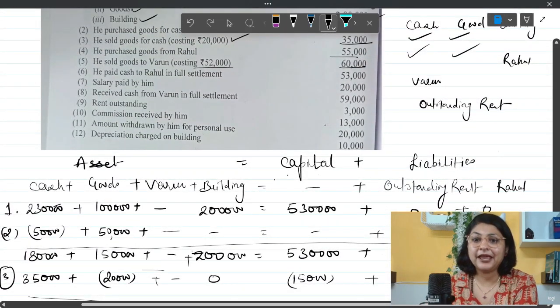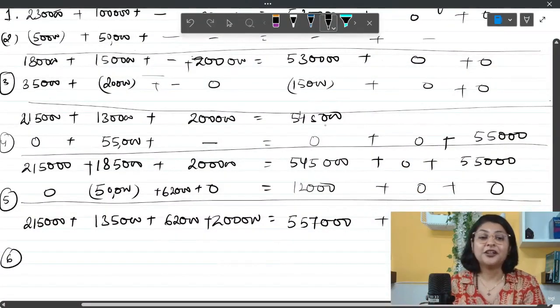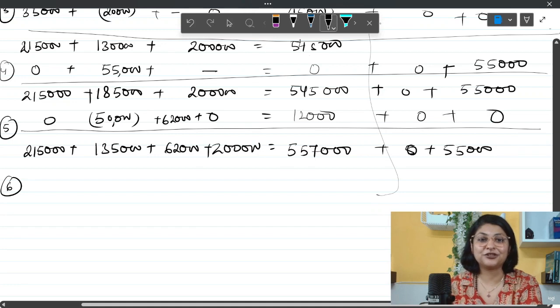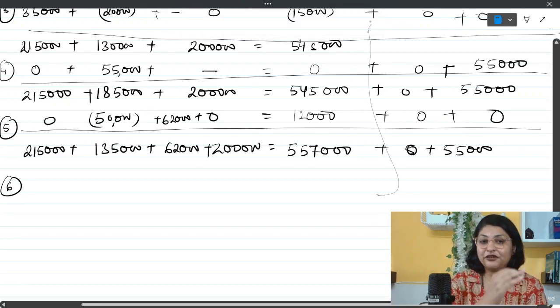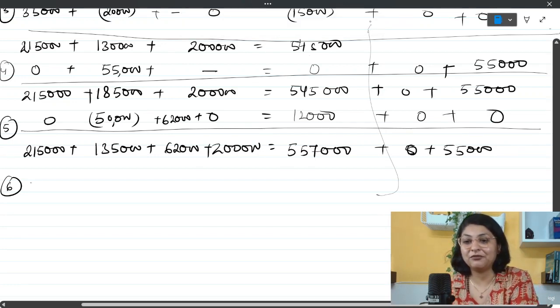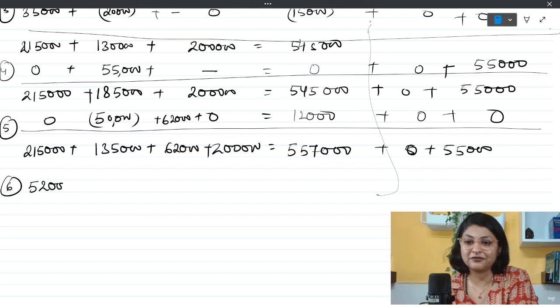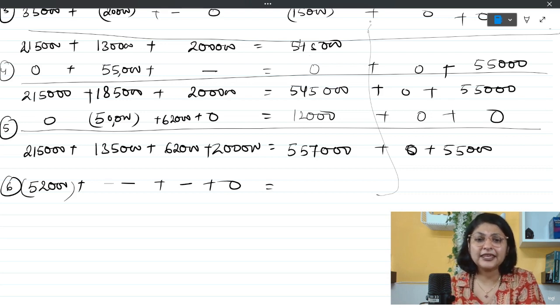6. He paid cash to Rahul in full settlement 55,000. Oh my god, Rahul has given us discount of rupees 3,000 because Rahul was 55,000 and we have to pay him only 52,000. It means we have received discount, and you all know where do we write discount? We write discount in the capital. We will be adding this 3,000 rupees as profit in the capital column.